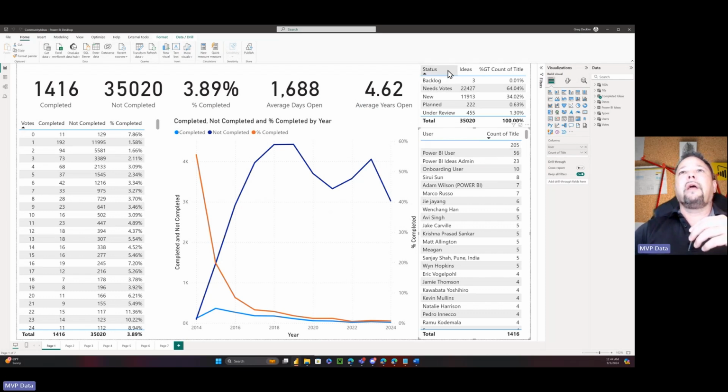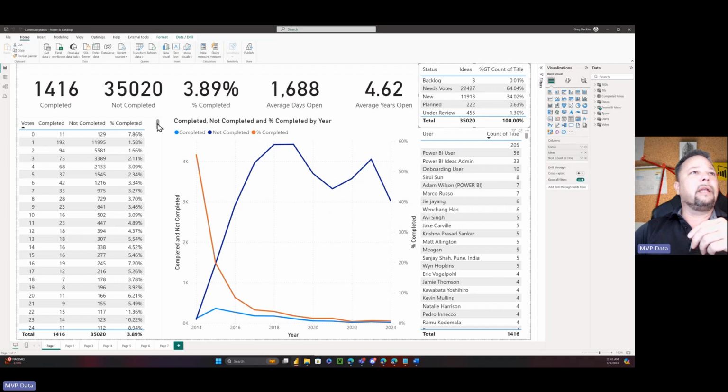Okay, so now the way that the open ideas break down is that there's currently 3 in backlog. There's over 22,000 that need votes, which is 64%. New is 11,000, which is a little over 30%. There's only 0.63%, 222, that are planned, and then there's 455 that are under review, which is a little over 1%.